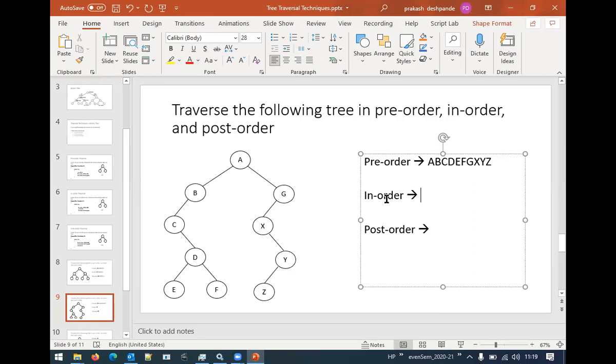Correct? Now, look at here. All these three are done. These are what? Right of C. D is right of C. That means left was taken care of. Nothing was there. Fine. Right we took care of. Then root. After D, we get C. Is this understood? Yes?